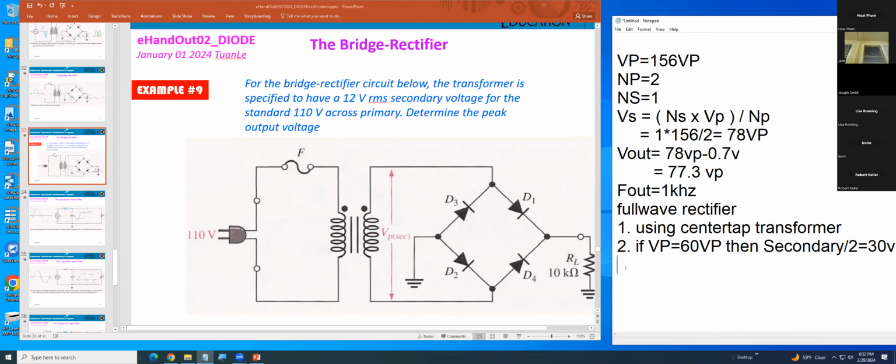Okay, so basically you get V peak equal the formula V IMF divided by 2. Is it? No. Divide 0.7. Sorry.